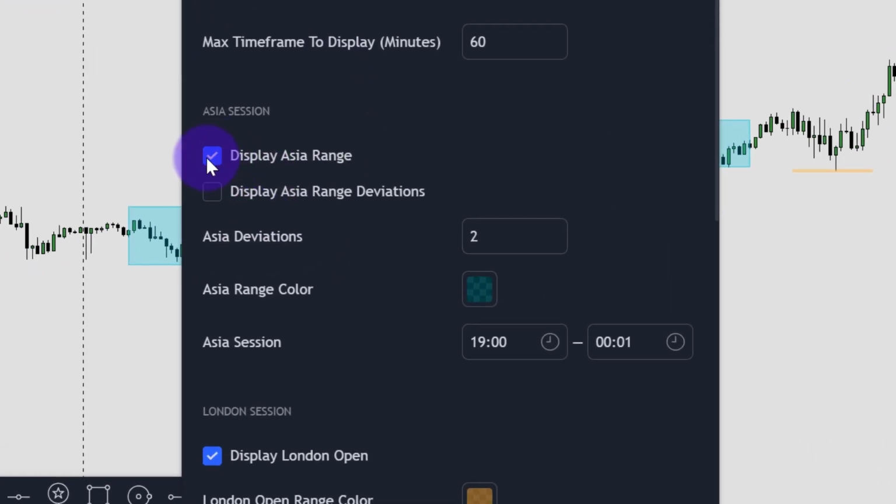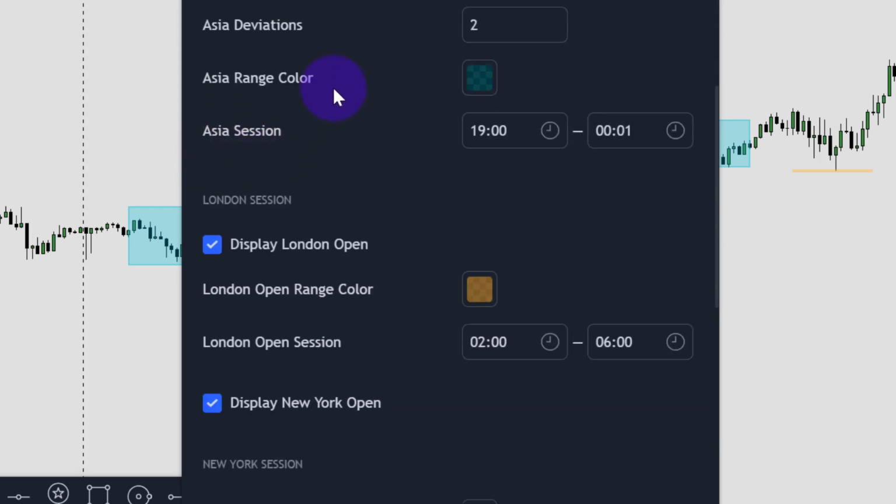Right, so right here, we need to fix some settings. Display Asia range, leave this here. All right, then Asia range color, you can change the color to whatever color you want. You can see mine is this color, so you can change it to suit the color that you want. And also the time, also take note of it here.